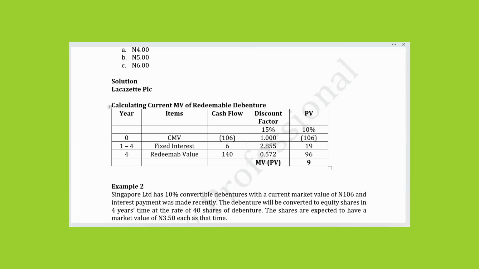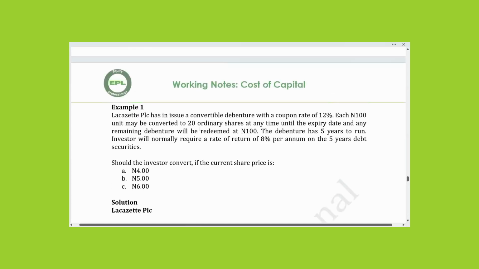Redeemable. All right. Sorry, redemption value. Okay. So according to the question, we are told that the debenture has 5 years to run. So if the debenture holder wants to redeem this debenture, of course, we are told it will be at par, which is 100 naira in 5 years' time.